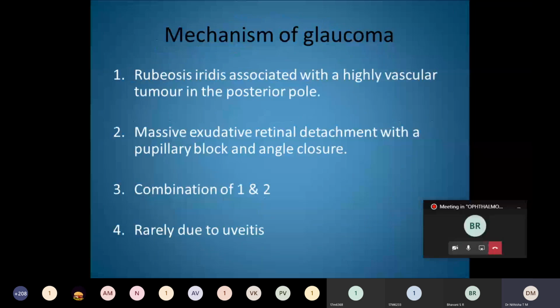B is vitreous seeding. What is the mechanism of glaucoma in cases of retinoblastoma? First, there is rubeosis iridis, which is associated with a highly vascular tumor in the posterior pole. Second, due to massive exudative retinal detachment with pupillary block, causing angle closure. Third can be a combination of both, rubeosis due to the highly vascular tumor, and the second is due to RD. Fourth, rarely, it can be due to uveitis. These are the 4 pathologies which lead to secondary glaucoma.